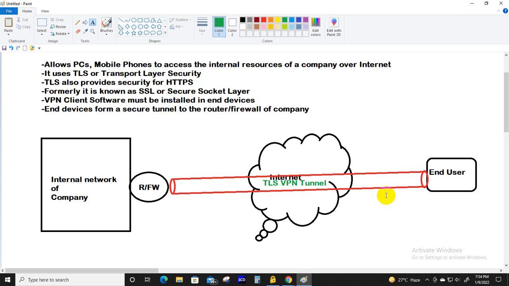So this is all about your WAN architecture as per your CCNA syllabus.